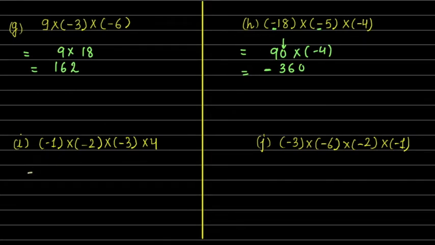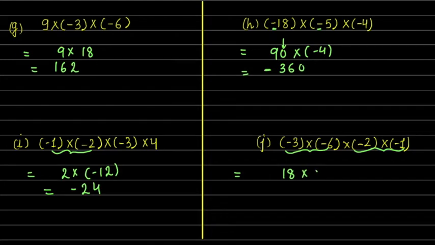Here you see minus 1 into minus 2 into minus 3 into 4. So first if we solve these two terms, minus and minus becomes plus, 2 into, now minus 3 into 4 will be how much? Minus 12. So this will be minus 24. Again we can solve two terms together, and then you will take the product of the rest of the two terms. Minus 3 into minus 6, 18. Minus 2 into minus 1 will be 2, and 18 twos is how much? 36. So this is a very simple question.